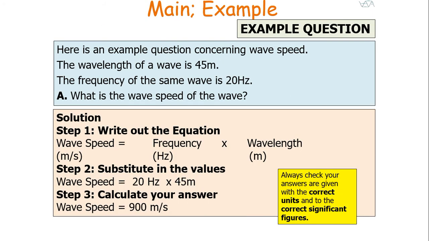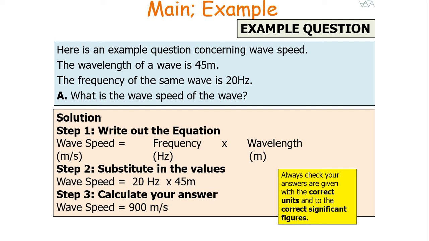Now let's look at an example question you could be asked in an examination. So you could be told the wavelength of a wave is 45 meters. The frequency of the same wave is 20 hertz. What's the wave speed of the wave? So you always answer these types of questions in 3 steps. Step 1, write out the equation, to show the examiner you know which equation you're using.